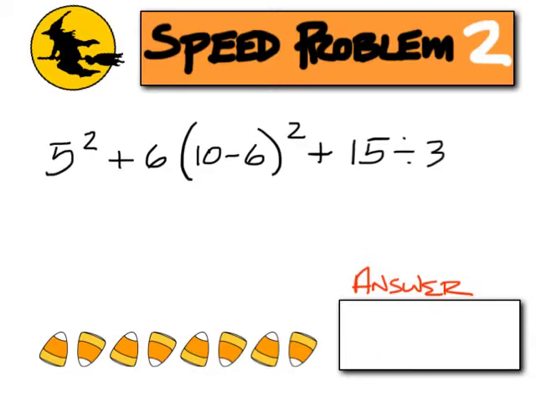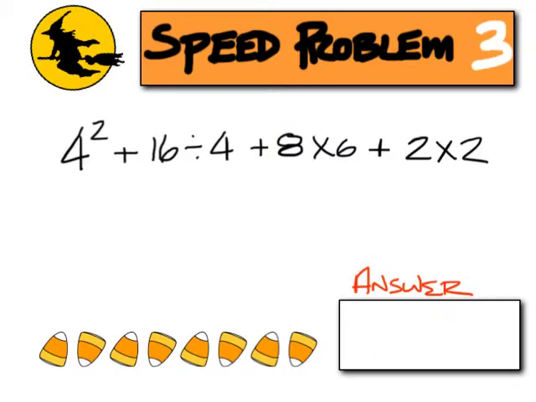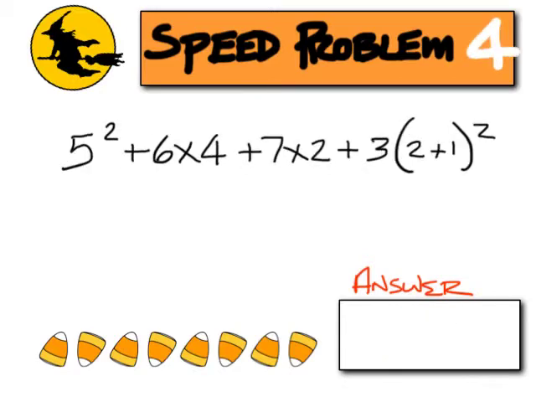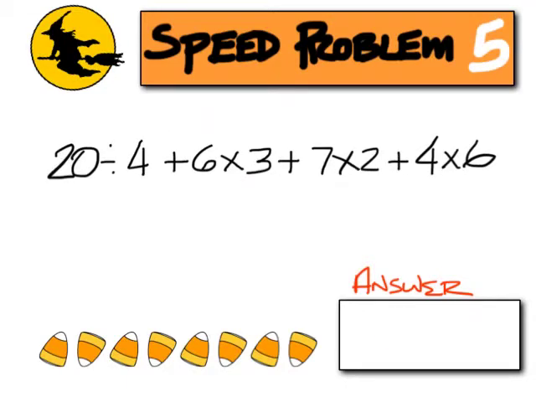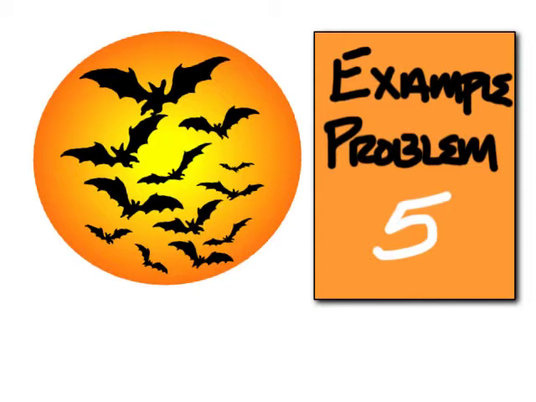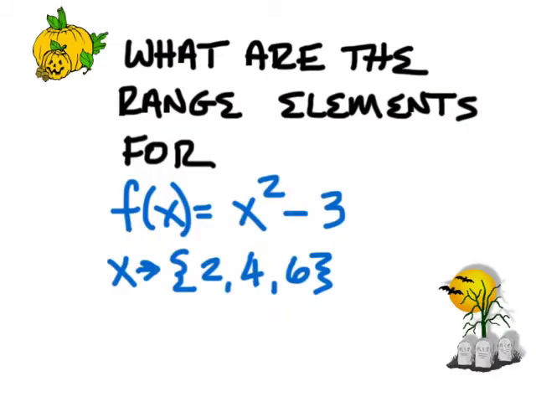Answer should be 16. Number 2. Answer is 126. Number 3. Answer should have been 72. Number 4. Answer should have been 90. Last one. Answer is 61. Next up is example number 5.